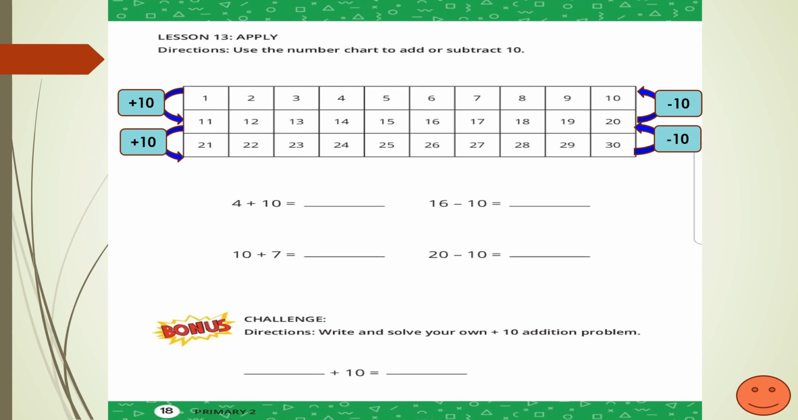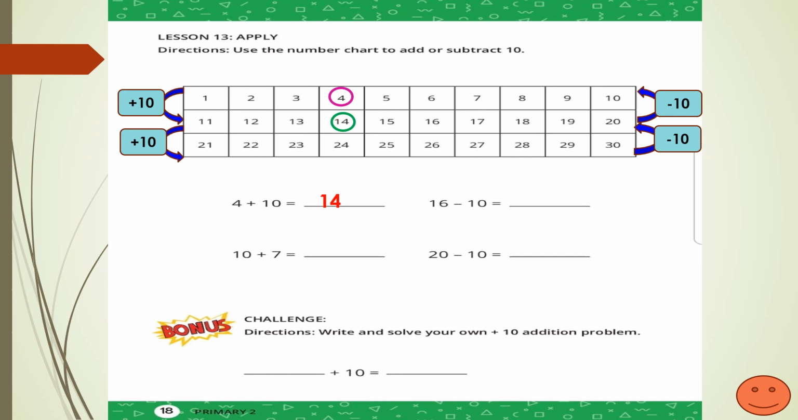The first example, 4 plus 10. First, you have to mark 4 in the number chart. Here is 4. We want to add 10. So 4 plus 10 equals the corresponding number, which is 14. So the result is 14.